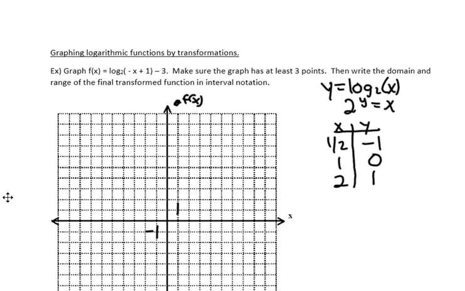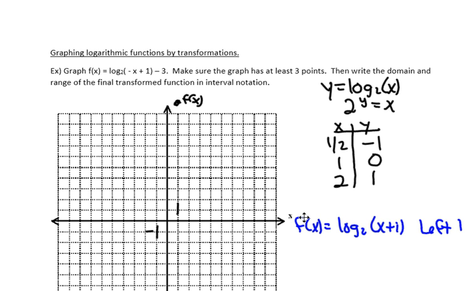Okay, so now I want to graph logarithmic functions by transformations. We want to make sure the original has 3 points and then write the domain and range of the final transformed function in interval notation. So what I've already done here is gotten us our 3 points. Now I want to write the transformations in order. Well, we're going to start with log base 2 of x plus 1. That's telling me I'm going to go to the left 1.